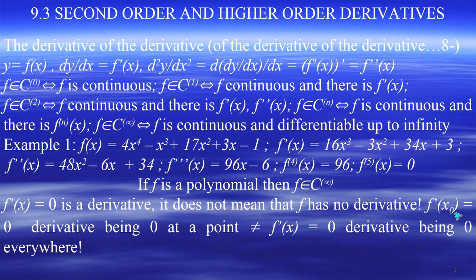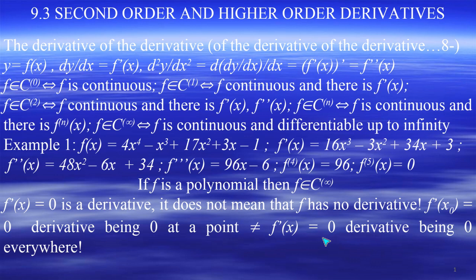And when we say f prime of x0 equals 0, it's not the same as f prime of x equals 0. F prime of x0 equals 0 means the function is differentiable, it has its first derivative, and the value of its first derivative, which is also a function, at the point x0 is 0. But if the derivative of the function is 0 everywhere, it means that the function is a constant function. These two things are not the same.